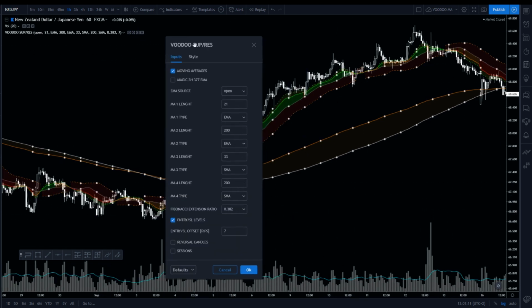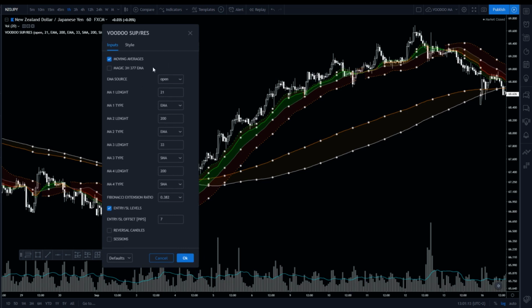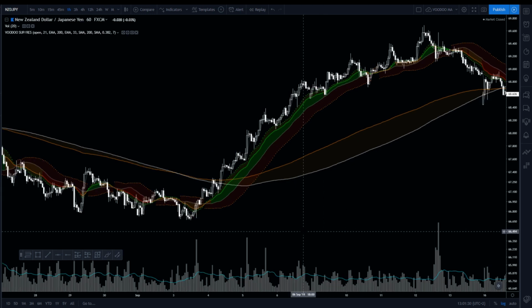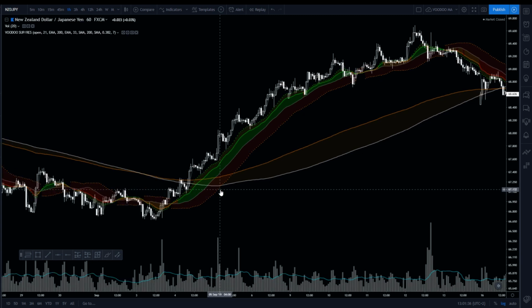All the inputs for them you can change in inputs of Voodoo support and resistance indicator. You can change not only their period, but also the type of the moving average to suit your needs. The defaults which are included in the indicator are made to provide you 65% strike ratio and at least 2-to-1 risk-to-reward ratio per each trade.